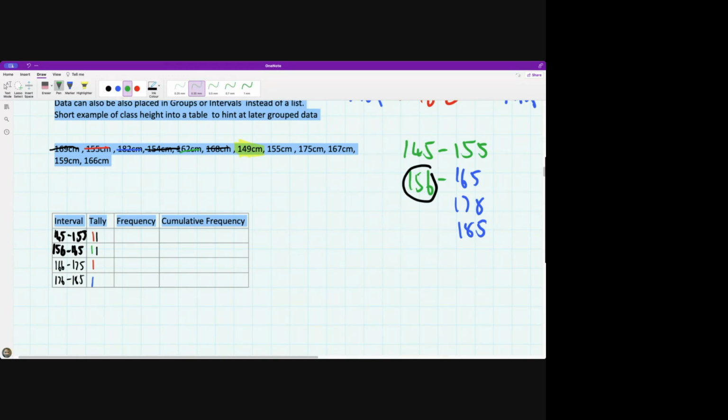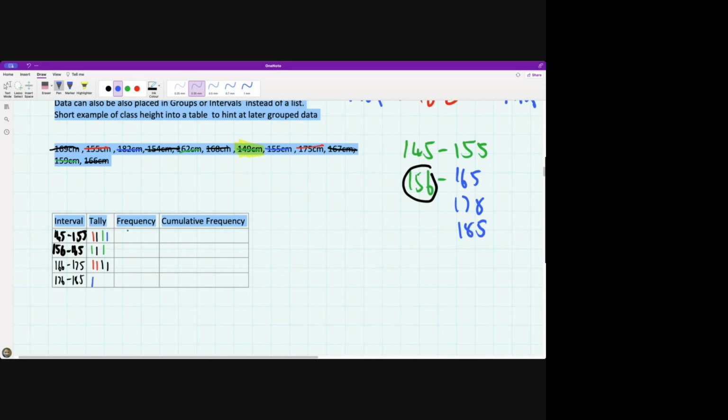Okay, let me try. Some of you, 149 would be there. 155 would be there. 175 would be there. 167 would be there. 159, where would 159 be? It'd be here. 166 would be here. So the tally is just keeping track of which things are where.